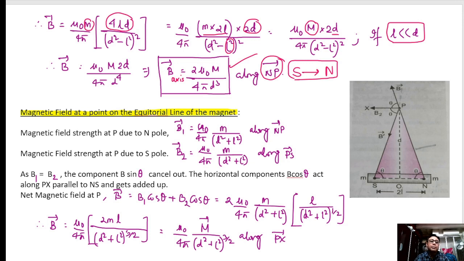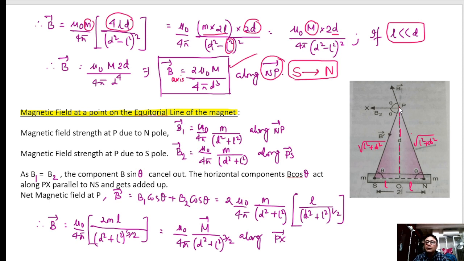Now we are doing the magnetic field at a point on the equatorial line of the magnet. So let's see what is there. This is the magnet, and I want to find out the field at a distance of D along the perpendicular bisector. This is called the equatorial line. This is L and L, and this distance will be root over L square plus D square. This also will be root over L square plus D square.